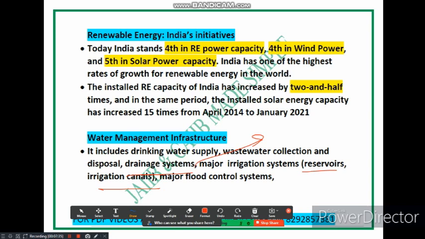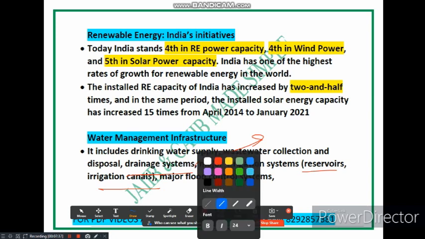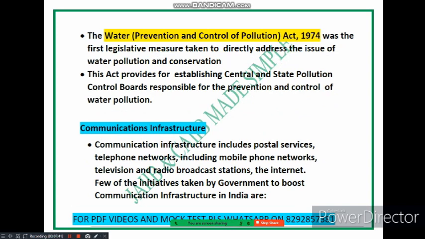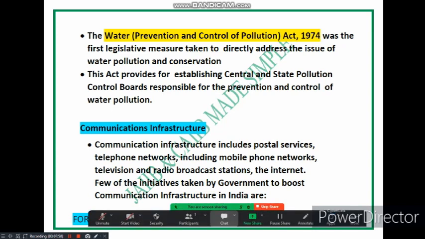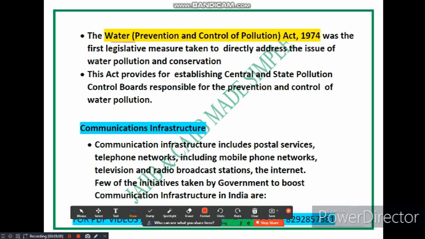Now let's come to the next slide, some concepts regarding water pollution. Let's discuss. So friends, regarding water pollution, there is an act. The Water Act 1974, basically the Water Prevention and Control of Pollution Act 1974. This was the first legislative measure taken to directly address the issue of water pollution and conservation. It is a law introduced in India to tackle the problem of water pollution and promote conservation efforts.